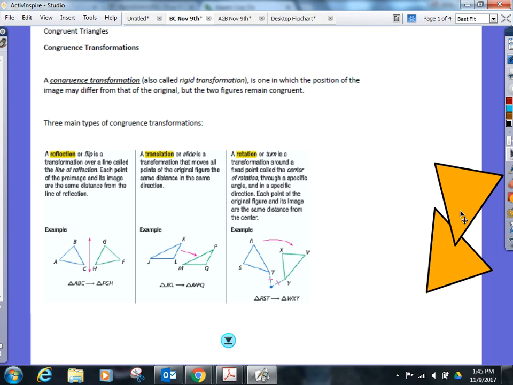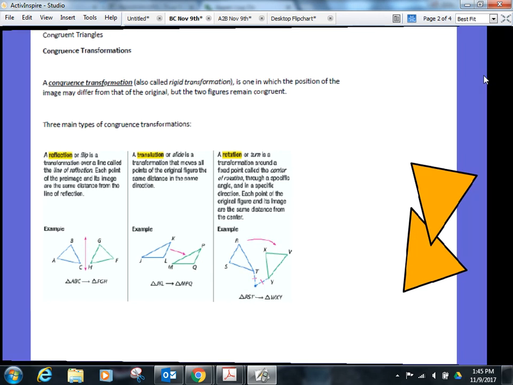If you remember, you probably did a fourth transformation back in the day. And why isn't dilation up here? Because it's not going to be congruent to the original. I'm going to enlarge it or reduce it. So a dilation is not considered a rigid motion. All right, everybody good? Questions?